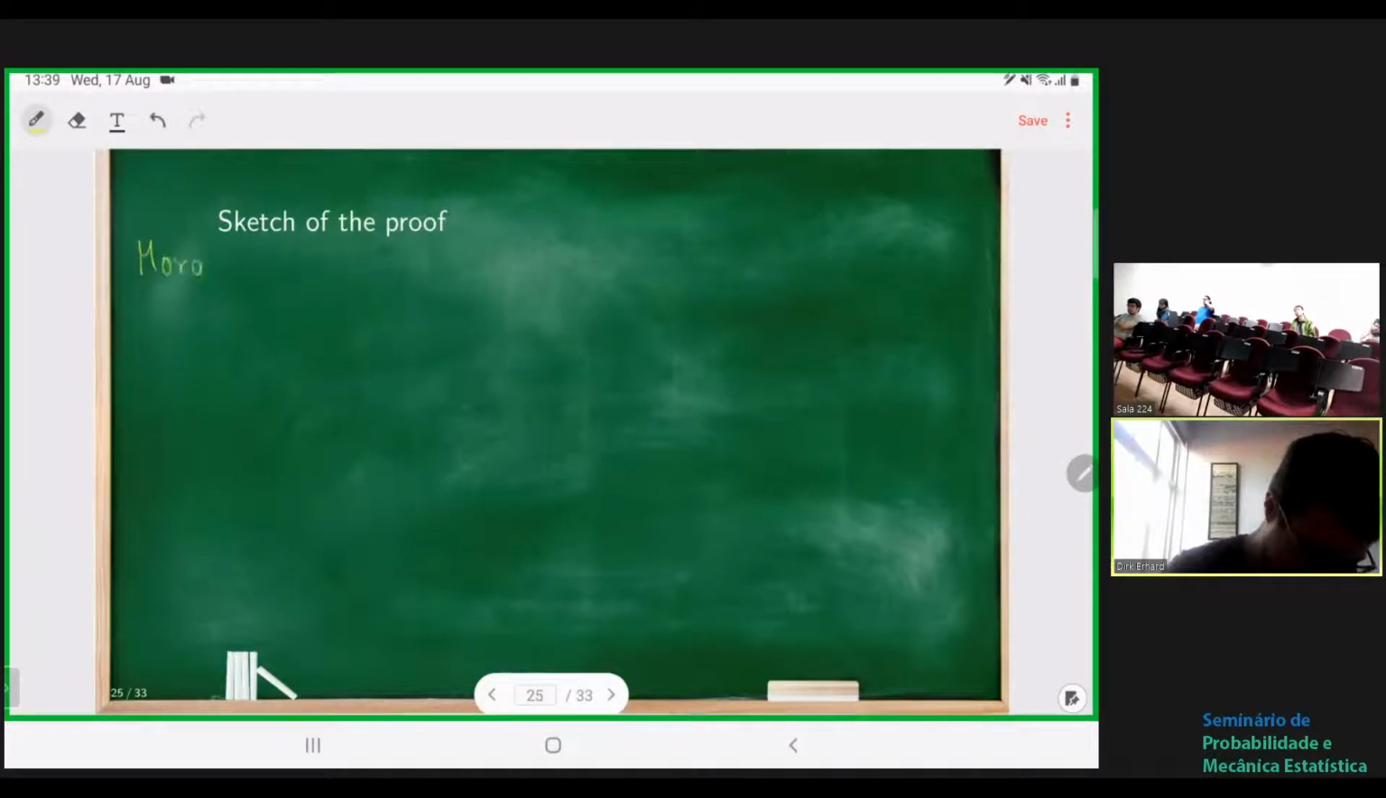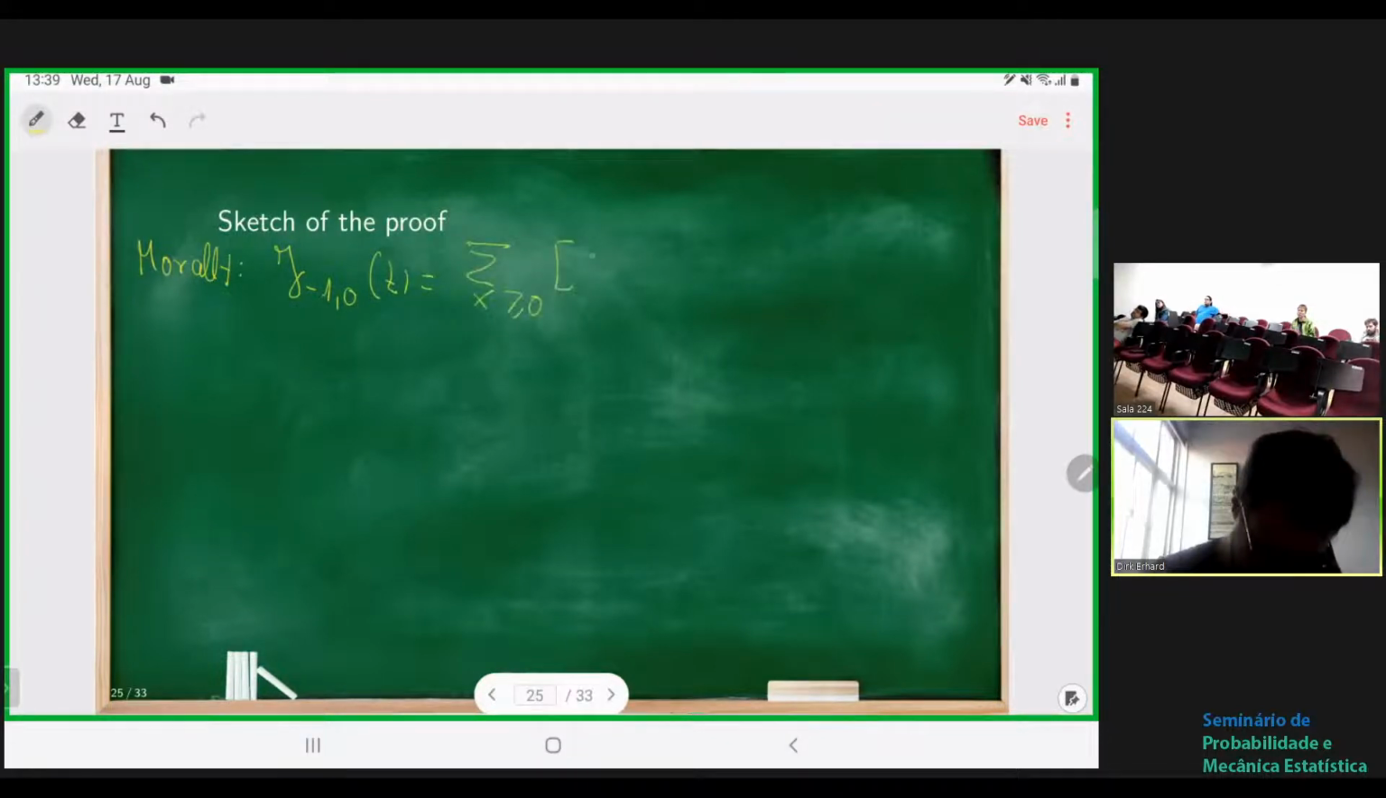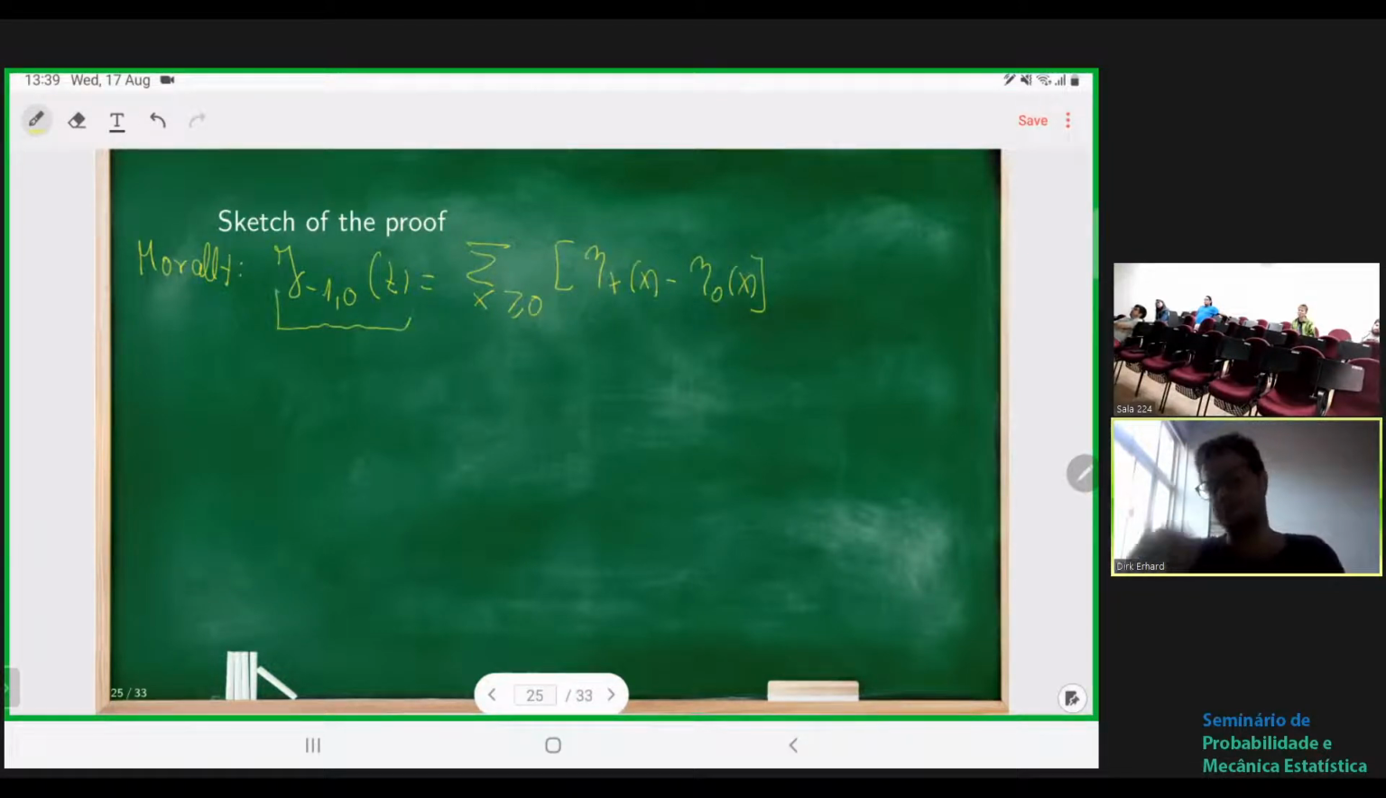So how does the proof work? I mean, you use some kind of a moral identity. So morally, what is true is that the current between -1 and 0, you can write like this. It's the sum over x greater or equal than 0 of eta t of x minus eta 0 of x. Yeah? So why does this perfectly make sense? Well, what you do in the current, you look at the net flow of particles over the bond -1, 0. The number of particles jumping from -1 to 0 minus the ones jumping from 0 to -1.